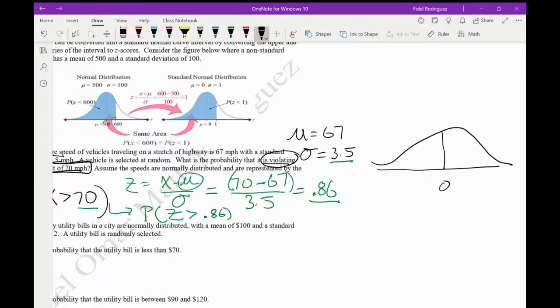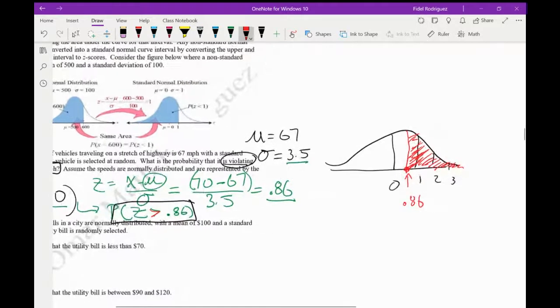So remember, in my standard normal curve, my mean is 0. The value that I'm looking at is 0.86, right? So if here's 1, and here's 2, and here's 3, 0.86 is going to be right about here. Okay. And because we're looking for z to be greater than 0.86, what I'm really trying to find is the area to the right of that curve. Okay, what's the area to the right of that curve?